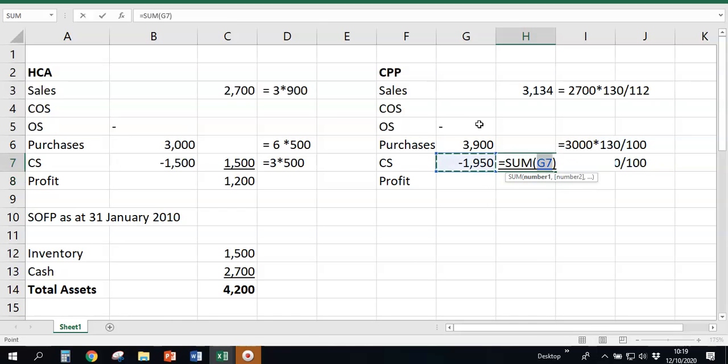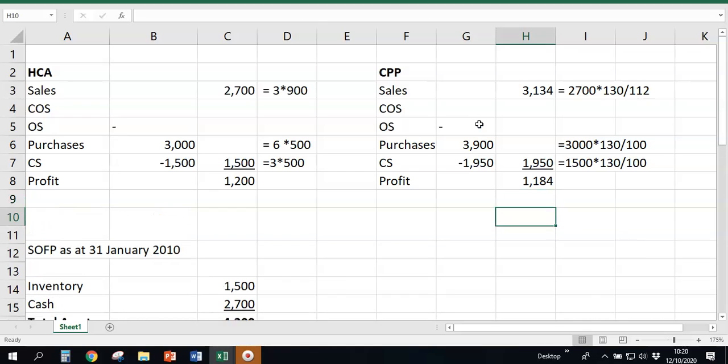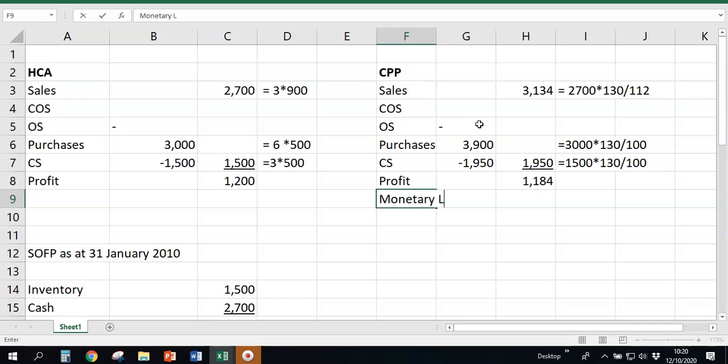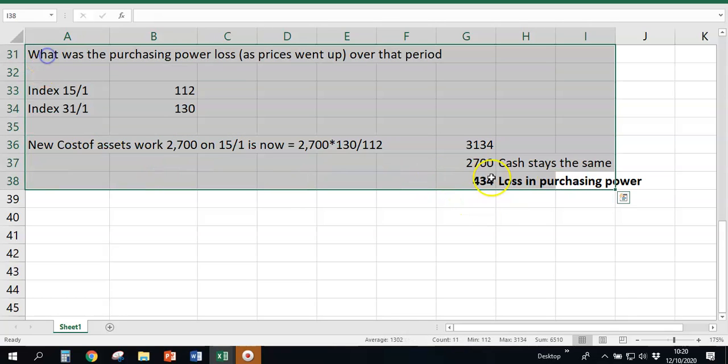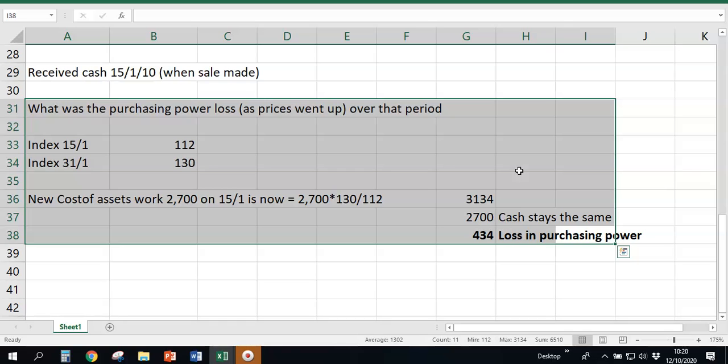So your closing or cost of sales is 1950 and your profit is 1184. That's usually where we'd stop, but the tricky thing here is you must put in the monetary loss, the minus 434 we had from working one. So the actual profit here is 750. That's the profit under current purchase power accounting. So you take that monetary loss from holding monetary assets, the 434. We didn't have any other monetary item. It was just cash. And we put that into the income statement.